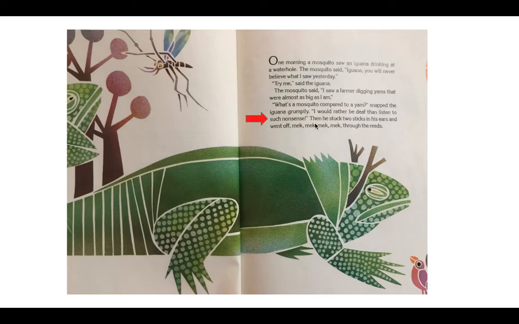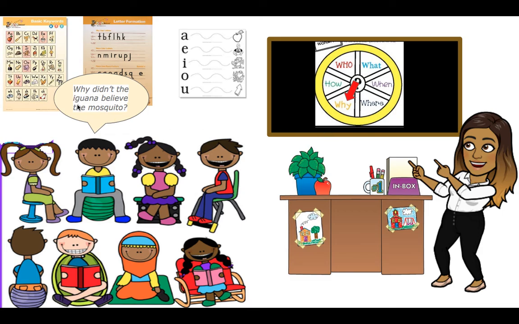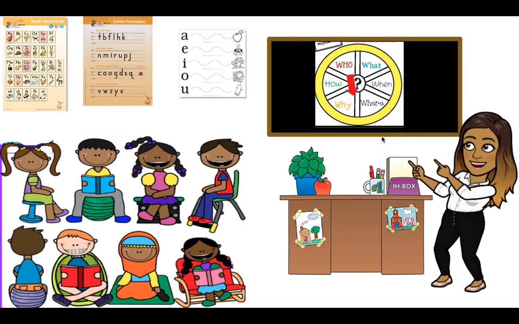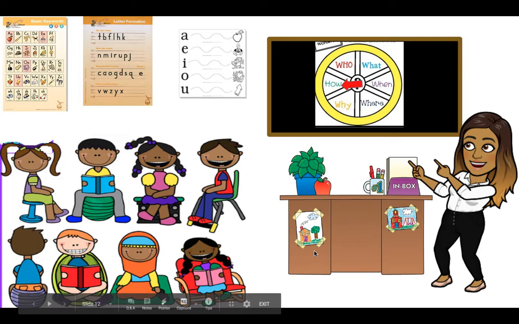Ding, ding, ding. It was in our story, friends. That's why the iguana didn't believe the mosquito, because there's no way that a mosquito could be as big as a yam, which is a type of vegetable. Let's keep going. Our next one is how. So at home, come up with a how question or a how wonder, and I'm going to ask my students here.